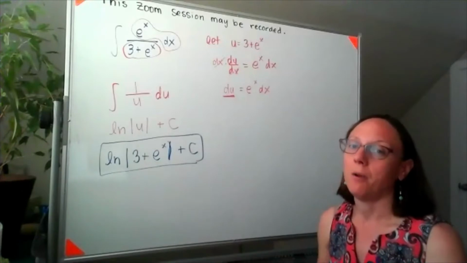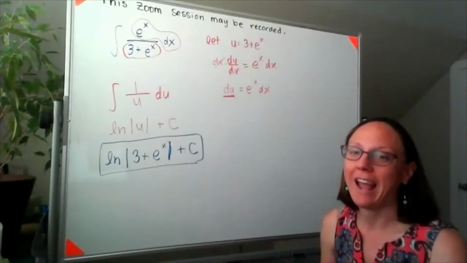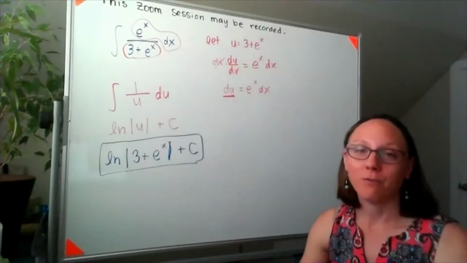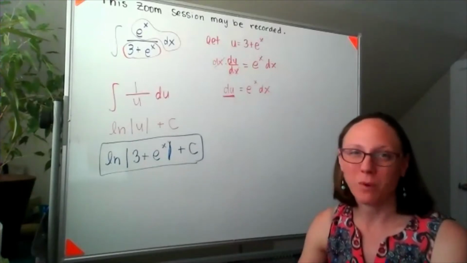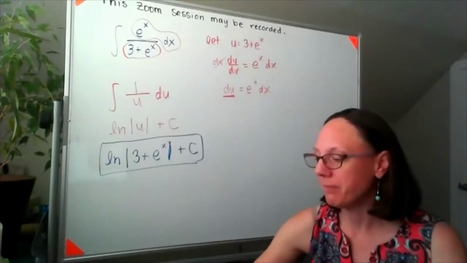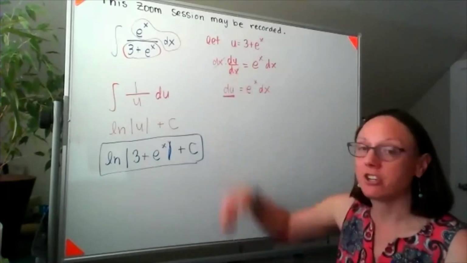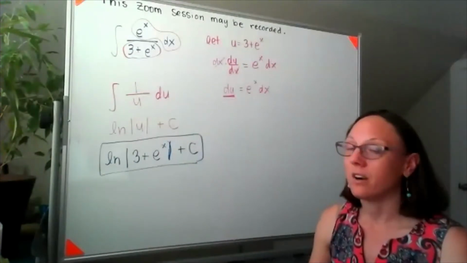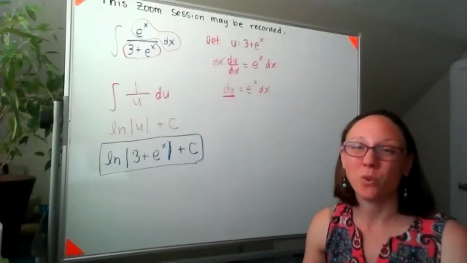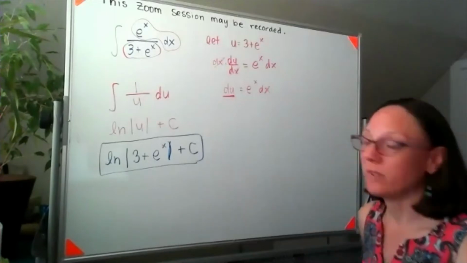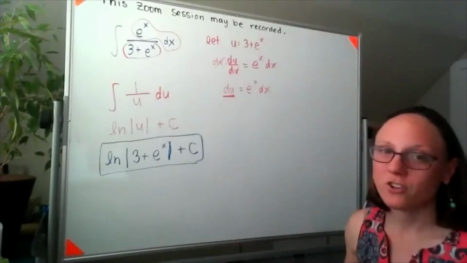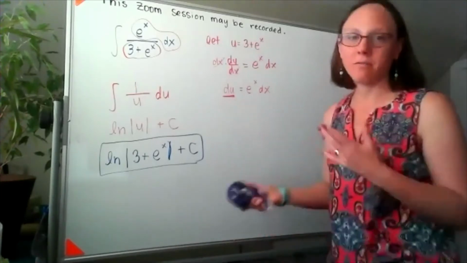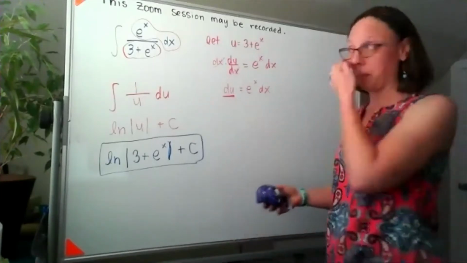Excellent question on how do you know what to choose for u? And my unfortunate answer to that is it comes with practice. If you have a fraction, in general, you should be thinking about making the denominator your u, but that's also not always the case. It really is going to come down to practice. So let's just do a couple more examples and talk about how do we know what to pick for u.